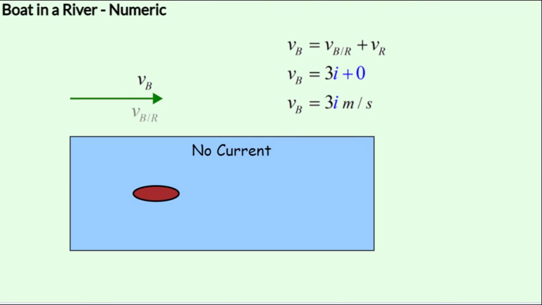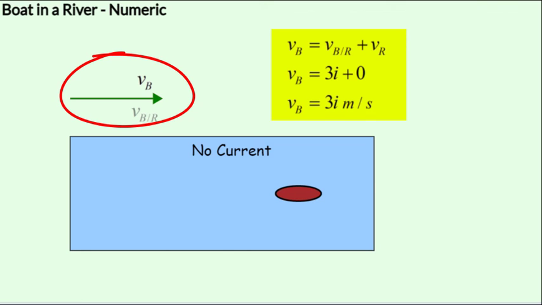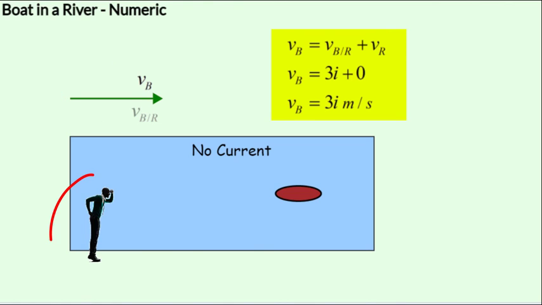Now we take a case where there is no current, and in this case, VR will be 0, and therefore VB and VB with respect to R will be identical vectors. In such a case, an observer watching from the river bank will see the boat moving at exactly the same velocity as the boatman is rowing the boat.